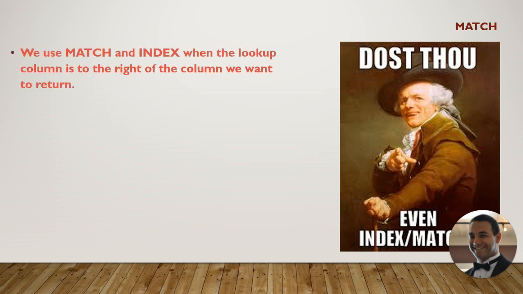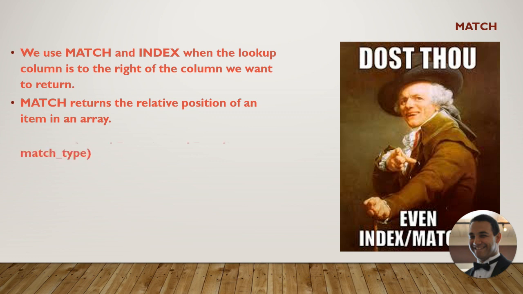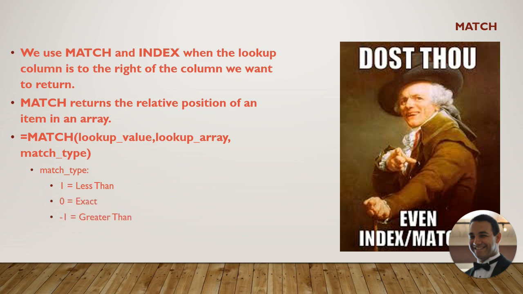We use the MATCH and INDEX functions when the lookup column is to the right of the column that we want to return. MATCH returns the relative position of an item in an array. The syntax is equals MATCH, lookup value, lookup array, match type. And the match type is 1 for less than, 0 for exact, or -1 for greater than. Now, MATCH is going to return a row number. That's not exactly what you want when you're trying to do a VLOOKUP, but that's where the INDEX function comes in.